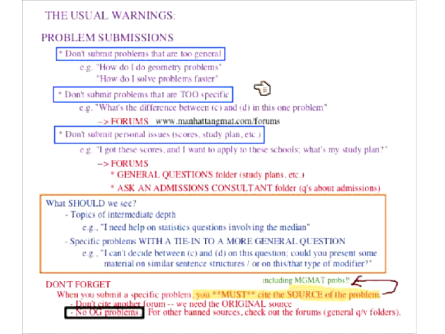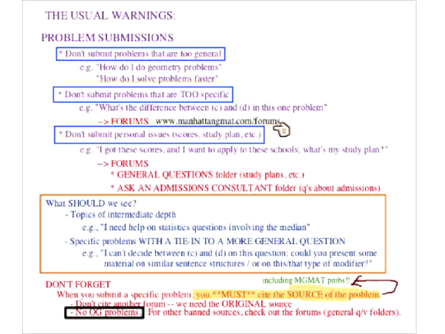Finally, don't submit personal issues. We had a couple people this week. We had about 3 or 4 people submitting personal study plan issues this week. Like, this is my score, and I want to know if I can get to this score by this point. The study hall is not the place for that.